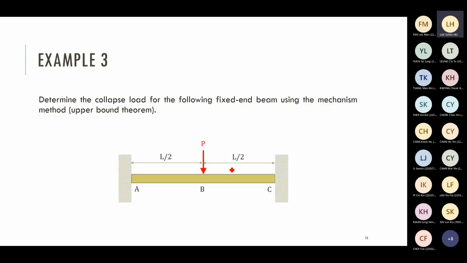So after comparing lower bound and upper bound theorem, you can see that upper bound theorem is much more straightforward as compared with lower bound theorem. Let us apply upper bound theorem again for this fixed end beam scenario. We have a fixed end beam, both ends are fixed. We apply upper bound theorem to solve the problem. Here, you don't need to use lower bound.